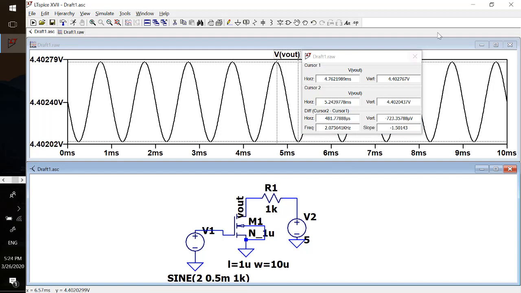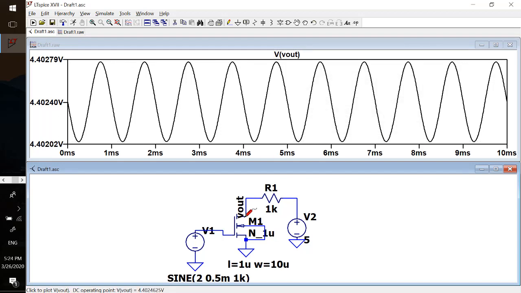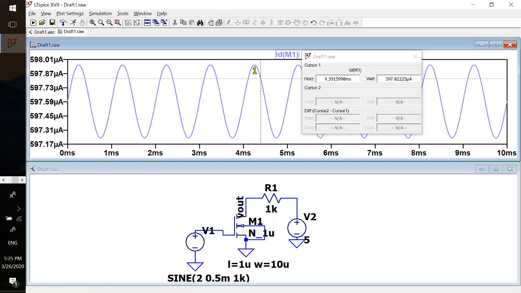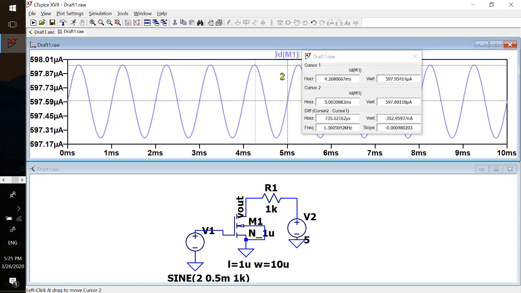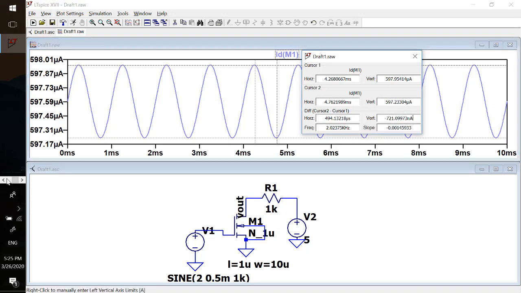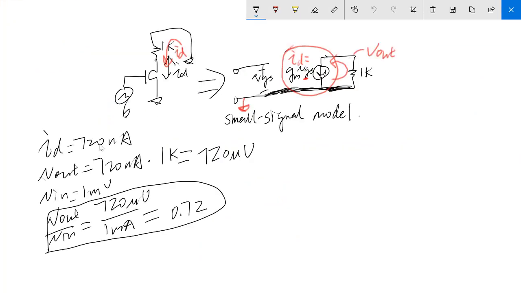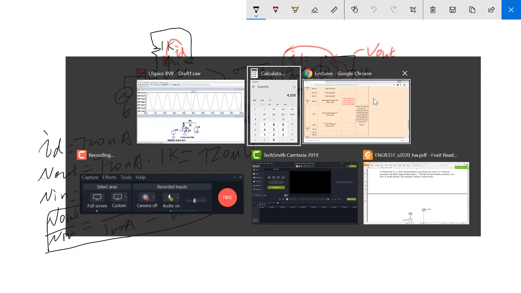And if you want to see the AC current, you can also do that, but make sure you bring up the current meter. If you have a voltage node over here, it's hard to bring up the current meter. All right, I got it. And now let's probe it, see what the current looks like. So the current is 721 nanoamps. And based on the calculation, we have 720 nanoamps. This is super close. So we are getting this verified.